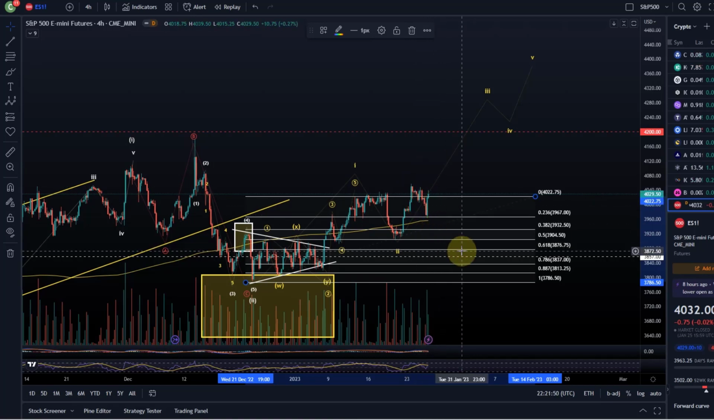That C wave should then get into the region between 3,876 and 3,837. So if anybody is looking for a possible trade setup, if it gets down into that region, it might be an interesting one.